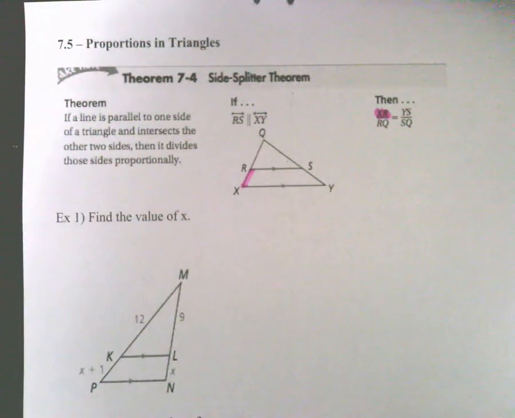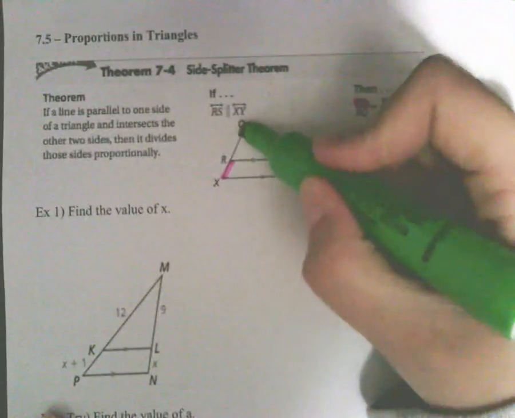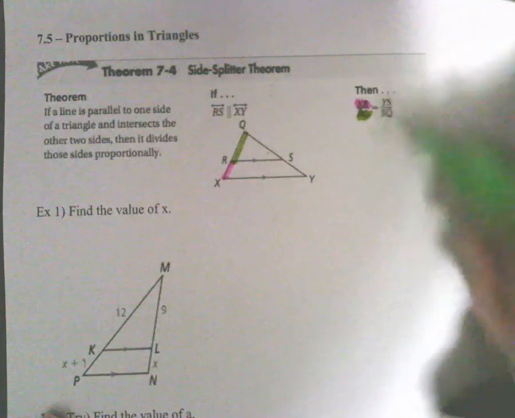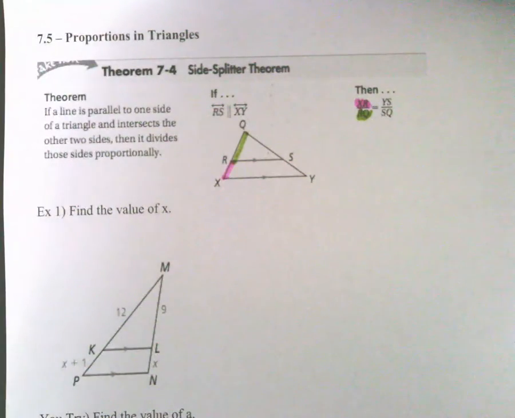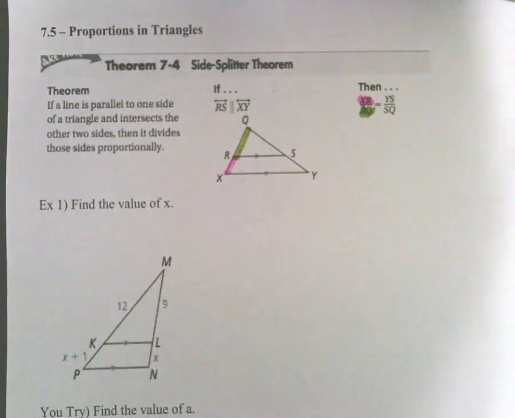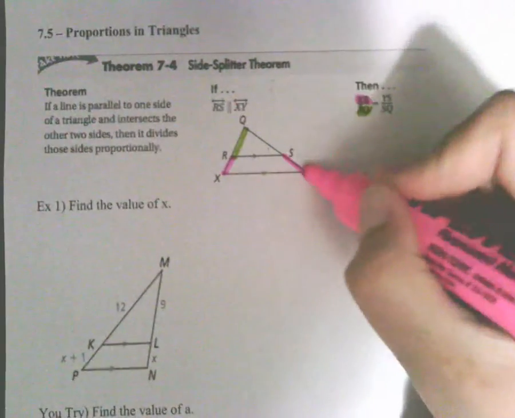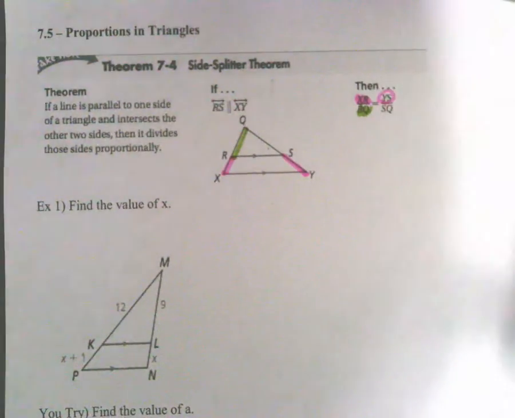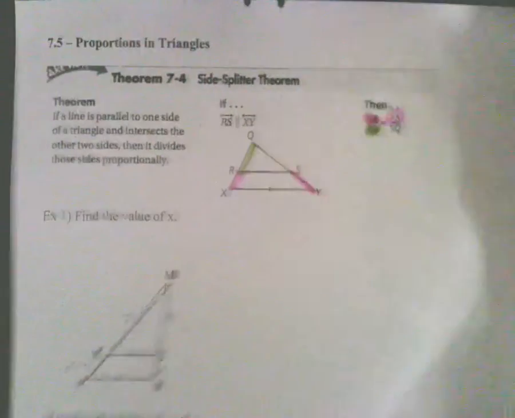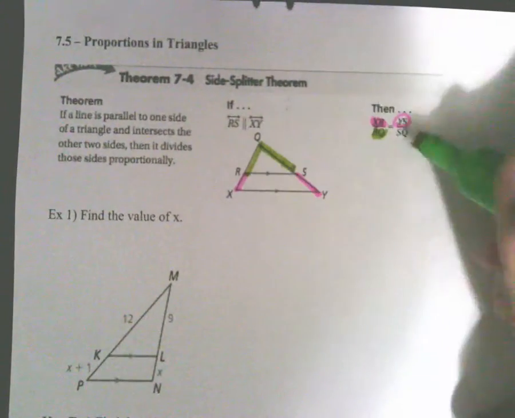of XR over RQ is going to be equal to the ratio of YS to SQ.